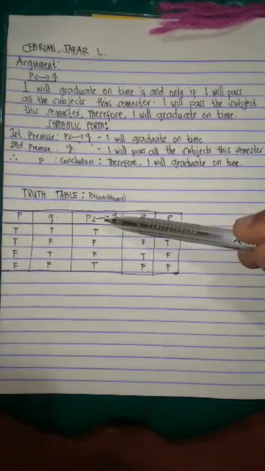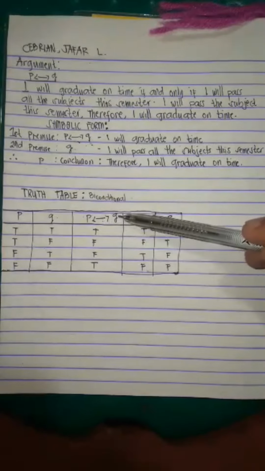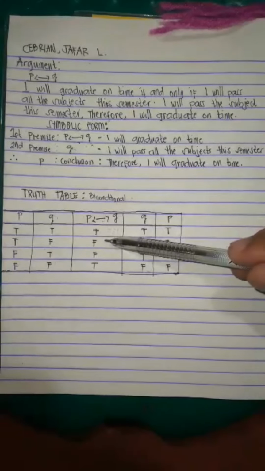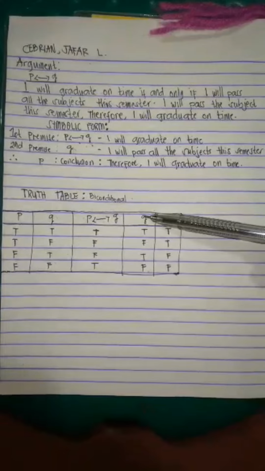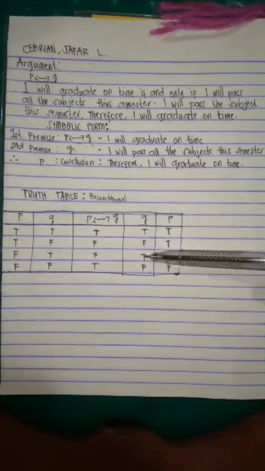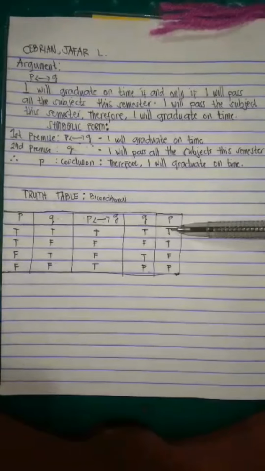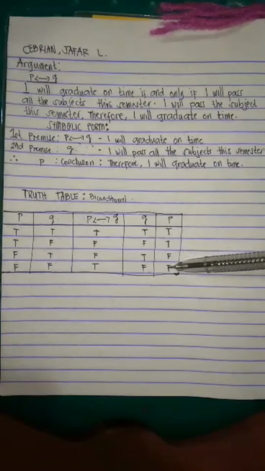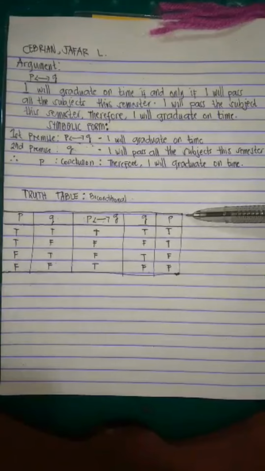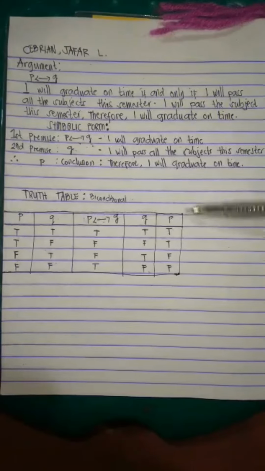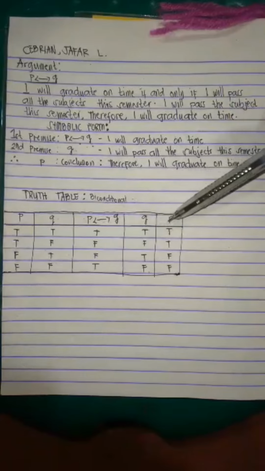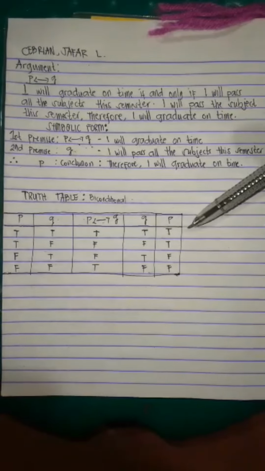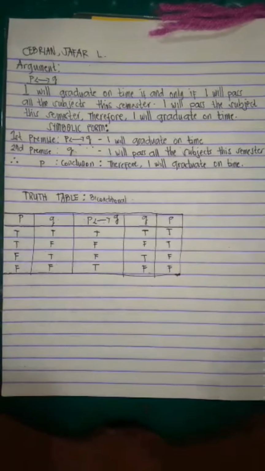My first premise, p if and only if q, states true, false, false, true. Then my second premise, q, states true, false, true, false. Then my conclusion, true, true, false, false, which determines that my argument is valid because my first and second premises are true and my conclusion is true. So this argument is valid.